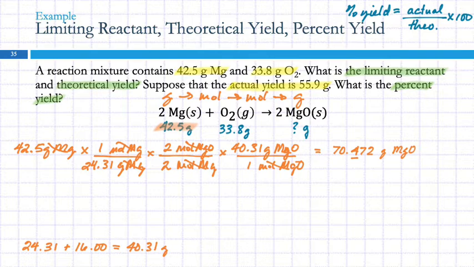So because they gave us the mass of the other reactant, then we also have to look at that one. So we'll do a second calculation.